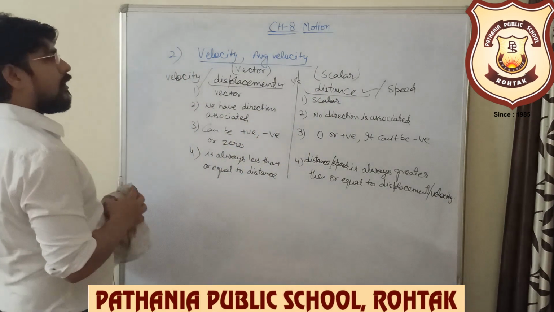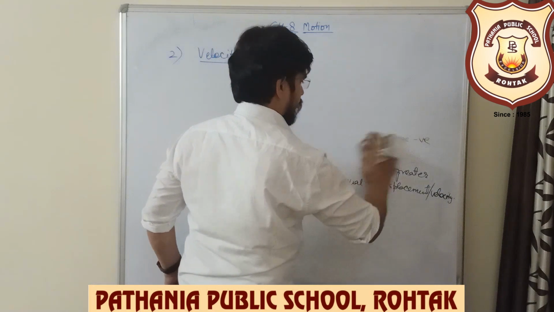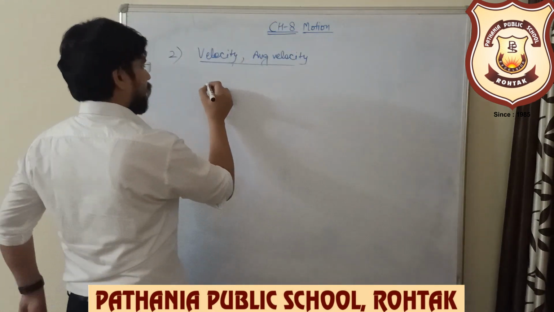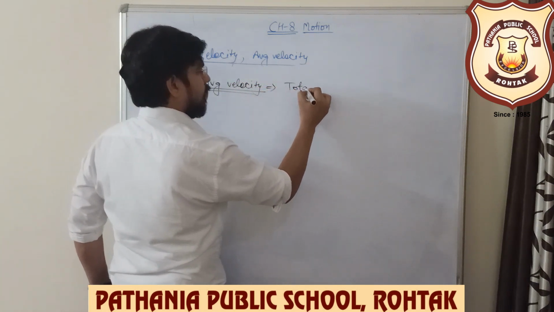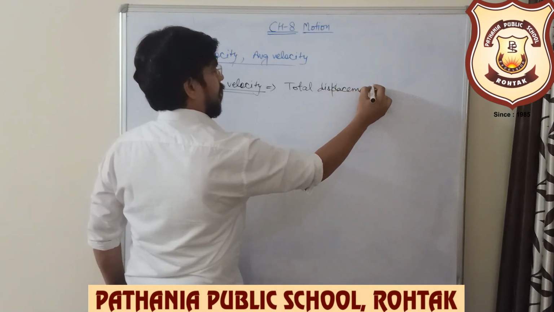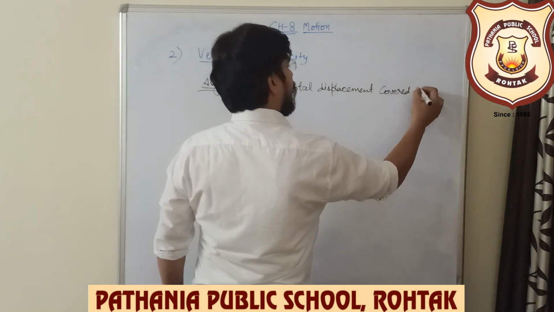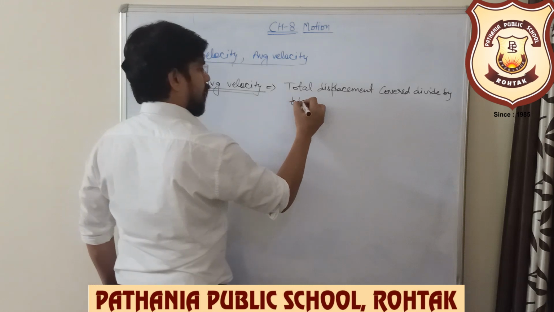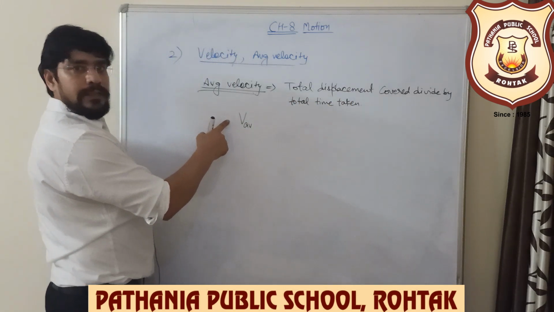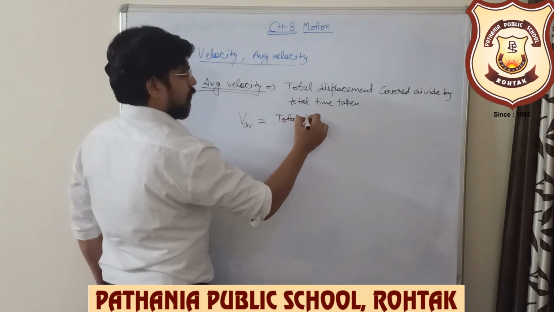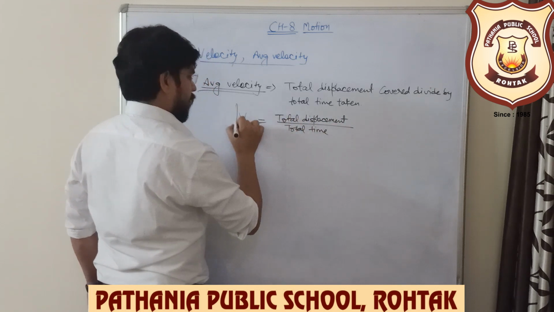Okay, so after understanding velocity, let us move towards average velocity. What is average velocity? Average velocity is defined as total displacement covered divided by total time taken. The formula for average velocity, where the subscript AB represents average velocity, is equal to total displacement divided by total time. That is your formula for average velocity.